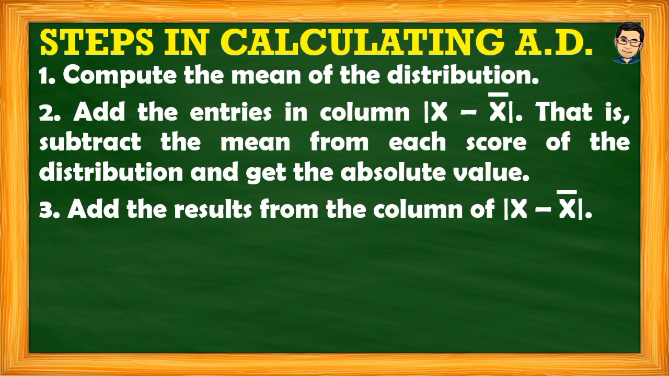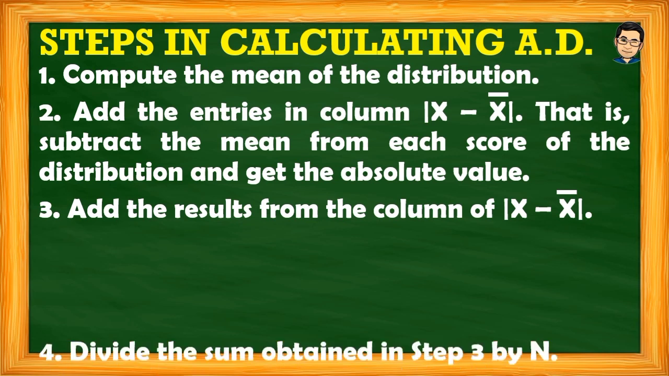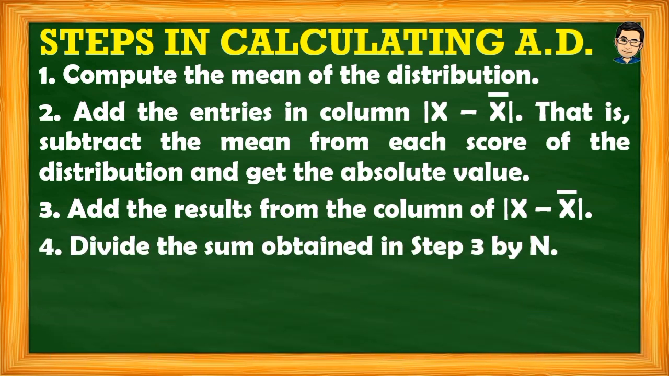Okay, so after natin makuha yung deviation, i-add lang po natin yon on the second column. So, add lang natin yung mga nakuha nating mga sagot. And then, divide the sum obtained in step 3 by n. So, kapag na-total na natin, nakuha na natin yung summation, i-divide lang natin yung result na yon kung ilan yung n, kung anong value ng n.